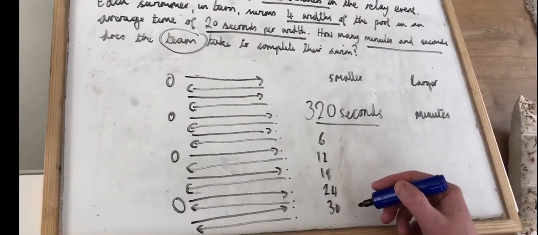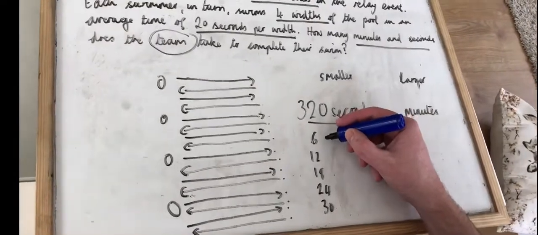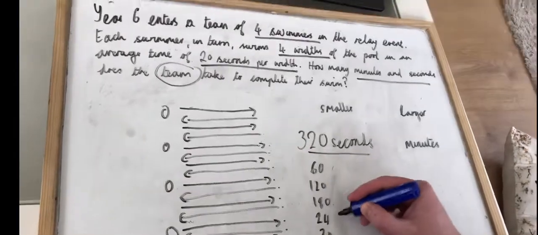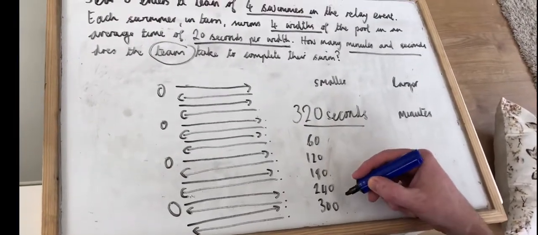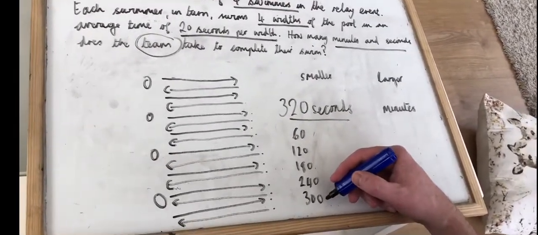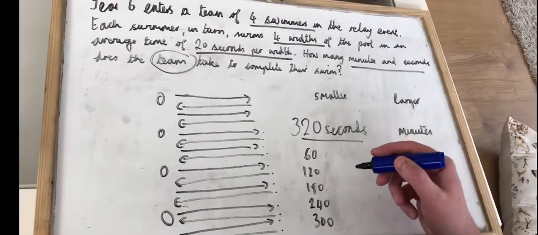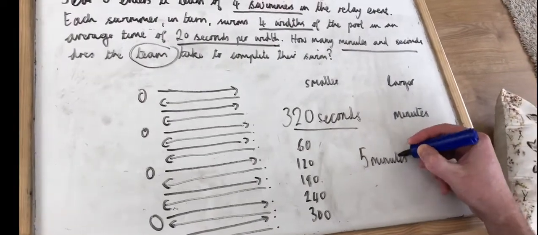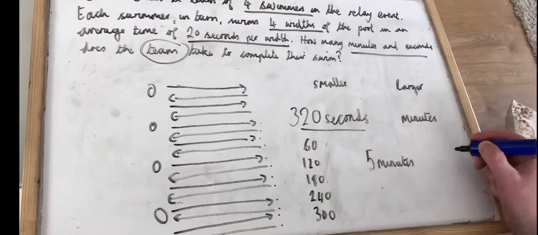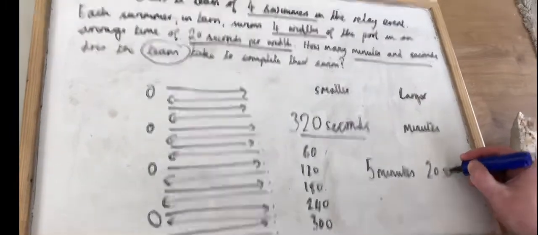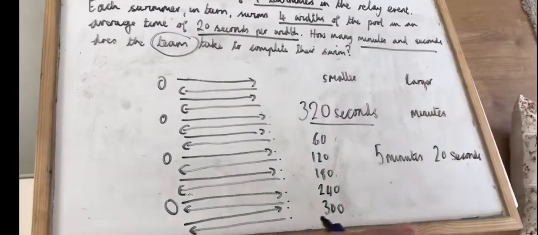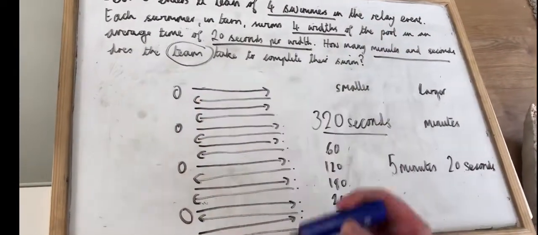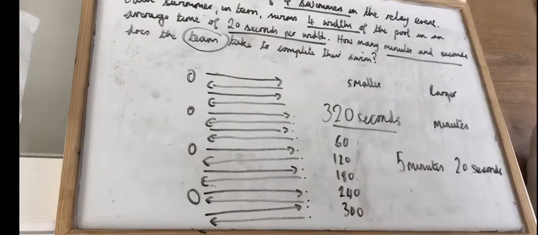Good, okay. Now obviously I said it was 10 times less, so let's multiply by 10 and we've got 60, 120, 180, 240, 300. So to get to 300 we've multiplied 60 by 5, haven't we? So it's 5 minutes. And how many seconds left over? 20. Fantastic. And therefore we've answered how many minutes and seconds does the team take to complete their swim, and it's 5 minutes and 20 seconds.